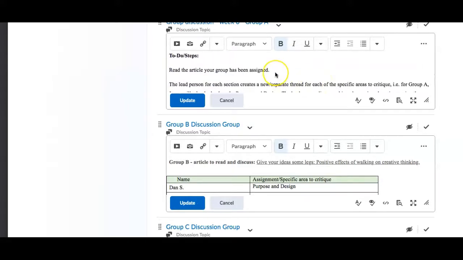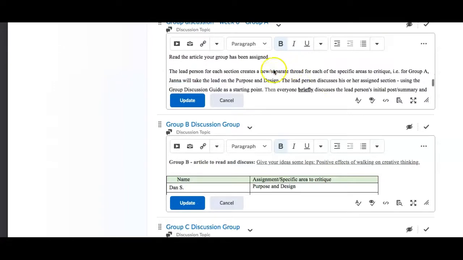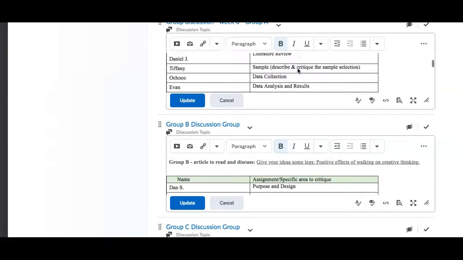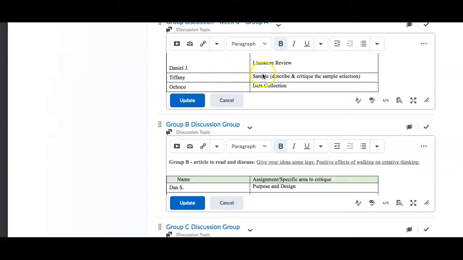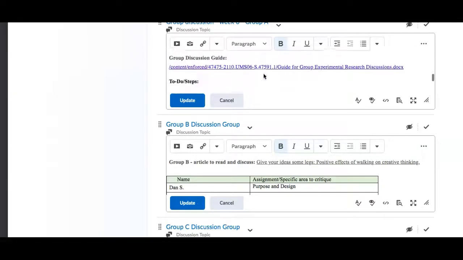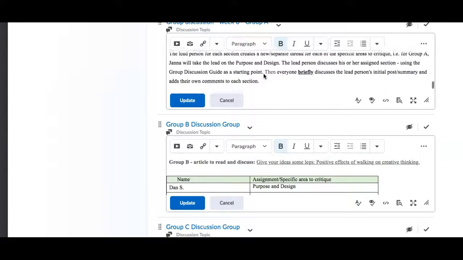So, to do: you read the article. The lead person creates a forum on their title, and then everybody, I'd like you to chime in on that, or chime in on a few in your group. So getting back to the group, Tiffany is going to write about the sample. And this doesn't have to be a book. This is meant to be brief, and it's meant to spur some discussion with your group. So that is it as far as your discussion post.